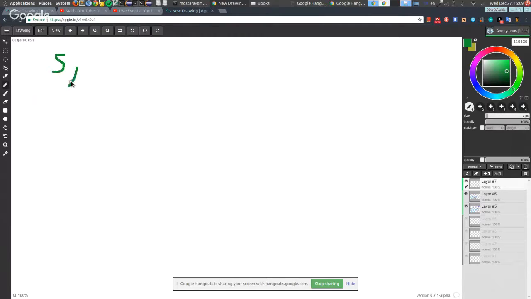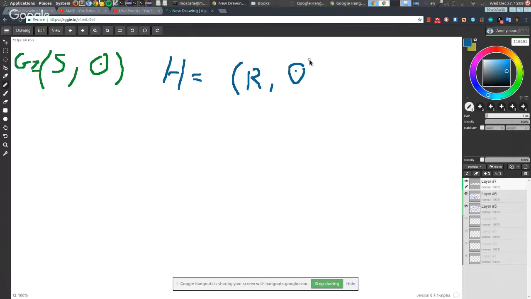So we proceed to the next definition, which is a subgroup. If we have a group like this, we'll say that H is a subgroup of G.